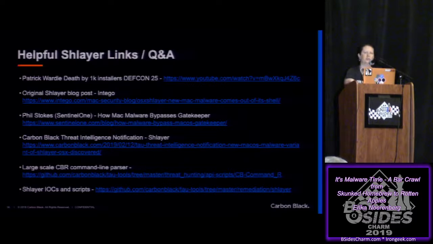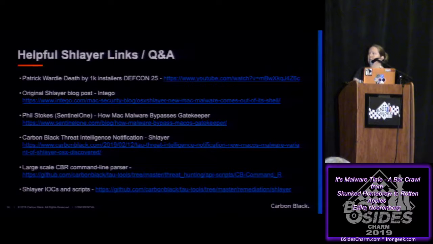So there is one of the things up here, so I'll just mention this. The first three: Patrick Wardle, Death by 1,000 Installers, definitely recommend it if you're interested in Mac security. Well, pretty much anything that he does. The original Schlayer blog post was by the Intego researchers. And then Phil Stokes wrote a really good article basically on how Mac malware can bypass Gatekeeper in general.